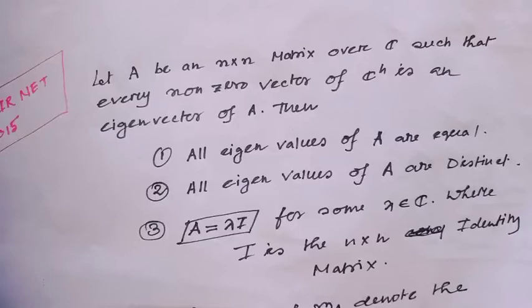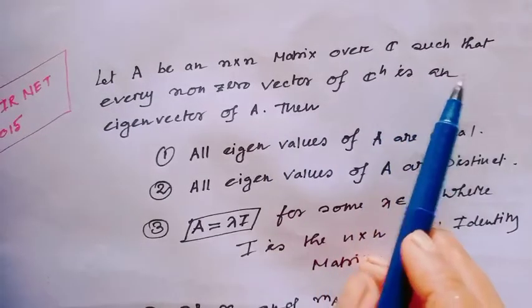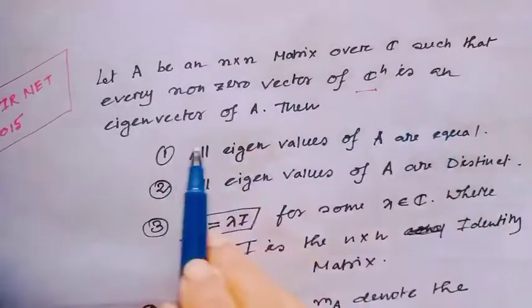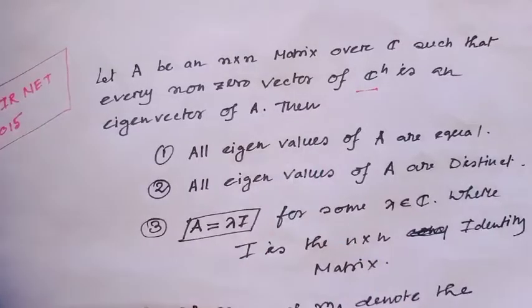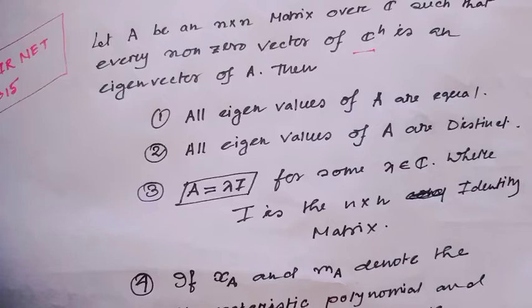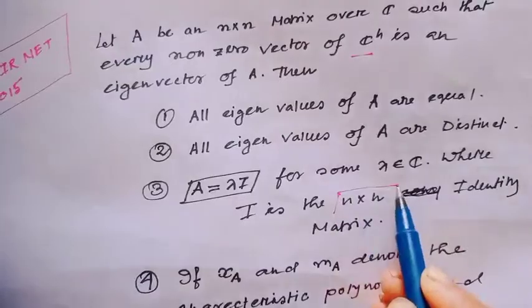The question is: let A be an n cross n matrix over the complex numbers C such that every non-zero vector of Cn is an eigenvector of the matrix A. Then option 1, all eigenvalues of A are equal. Option 2, all eigenvalues of A are distinct. Option 3, A equals lambda I for some lambda belonging to the complex numbers, where I is the n cross n identity matrix.